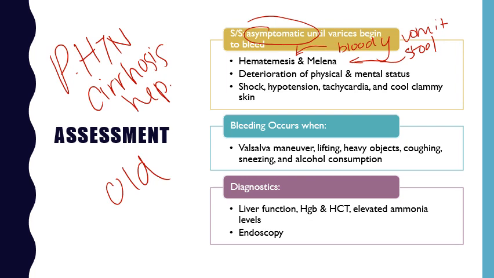Diagnostic tests, we need to do liver function tests, hemoglobin and hematocrit levels, and we need to see if they have elevated ammonia levels, because I'm going to connect some dots for you here. We can come back to this. Elevated ammonia means there's toxins because they have a broken liver, and broken liver usually means cirrhosis. And we can also do an endoscopy and see where those varices are and see if we can do anything about it.